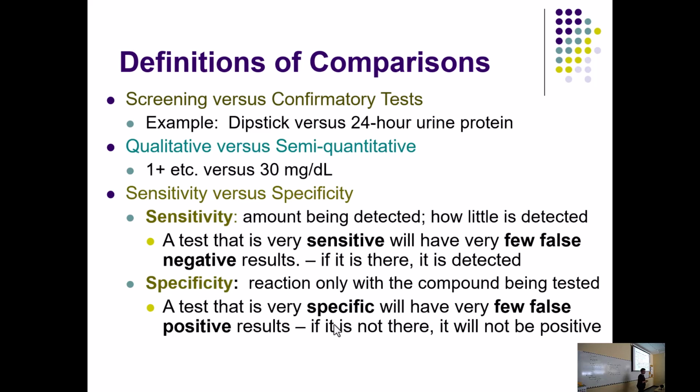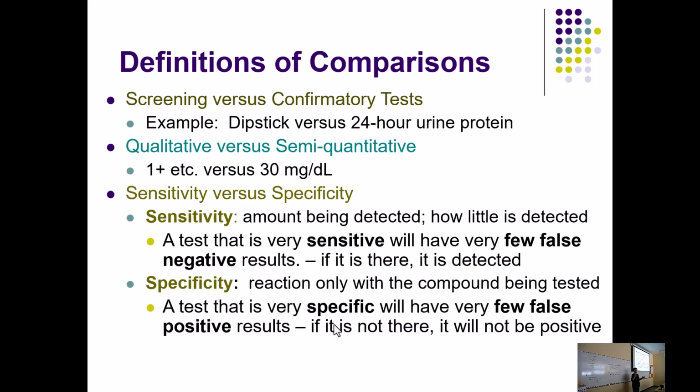Screening versus confirmatory tests. For example, a dipstick versus a 24-hour protein. Dipstick is a screen. It's a point in time, right? It's one urine, one time. We want to know how much protein is actually there, so we do a full 24-hour urine to see what's going on.